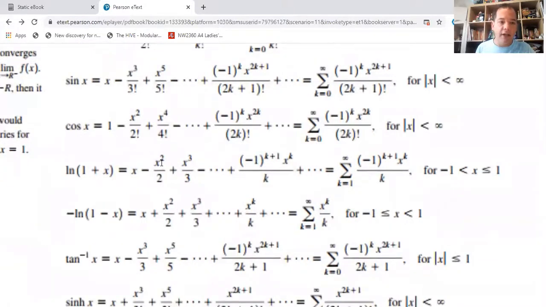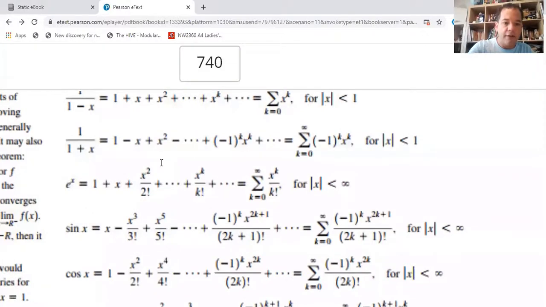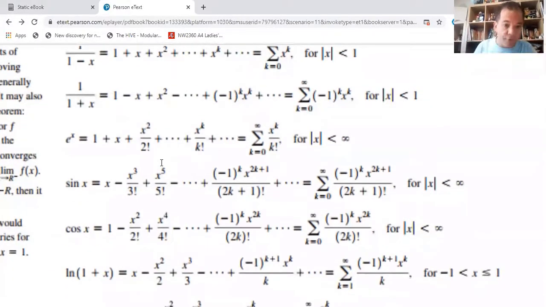Then we have the exponential one, e to the x. Now, this e to the x one is good for all real numbers. That's fantastic. And you should memorize it. It's super useful, and we use it all the time. So it's x to the k over k factorial. We also have sine and cosine. Now, we didn't do sine, actually. We only did cosine. So take a look at cosine.